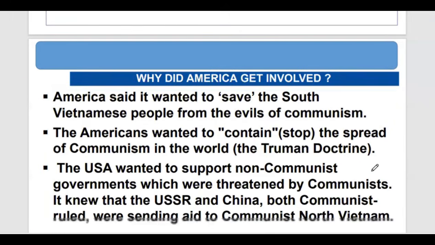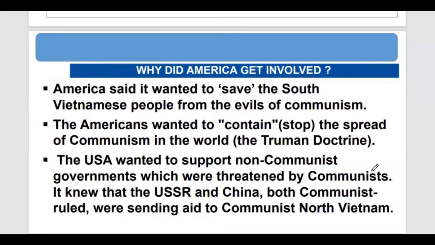Then, besides following the ideology of the domino theory, why did the Americans get involved? Americans said they wanted to save the South Vietnamese people from the evils of communism. For the North was under the control of communism, they also felt that if the North extended its influence, it was going to influence the people of the South, and hence communism was going to become the order of the day even for people in South Vietnam.